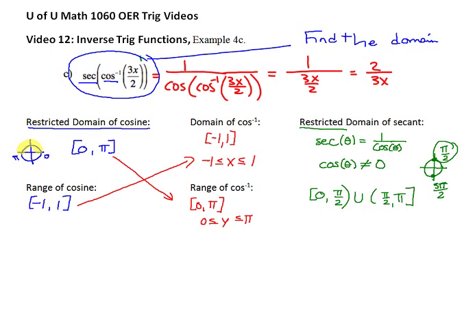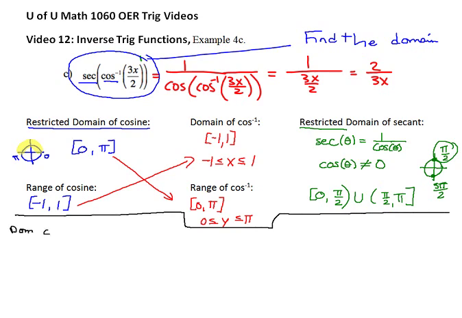Okay. Now, having done all that, we are able to think about the actual problem. So I'm going to go back and think about what is the domain of the inner part, cosine inverse of 3x over 2. And for this, I consider the domain of cosine inverse. I see it has to be sandwiched between -1 and 1.